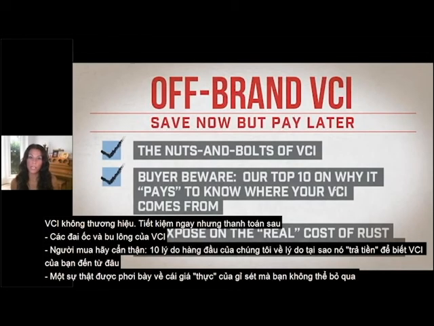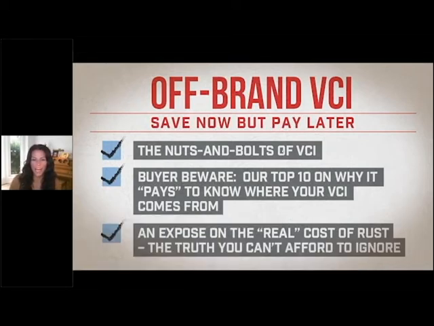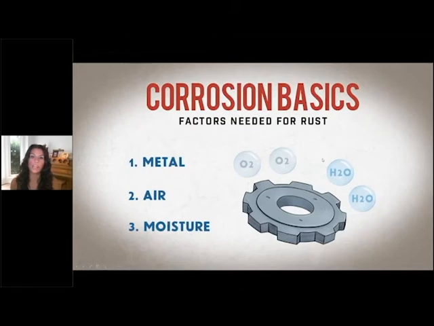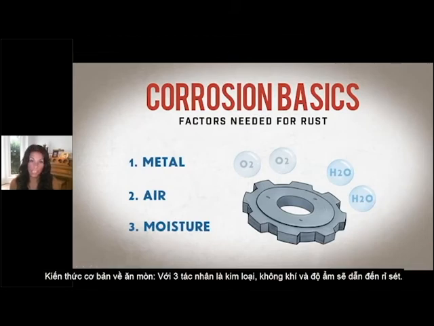So here's how we're going to break the webinar down today. We're going to talk for just a few minutes in the beginning about the nuts and bolts of VCI. What is VCI? Then we're going to spend the bulk of the time on our top 10 on why it pays to know where your VCI comes from. And then last, we're going to wrap it up with an exposé on the real cost of rust, and it's a video that we're going to watch just a couple minutes. So we'll go ahead and get started with that first bullet point, which is about VCI.